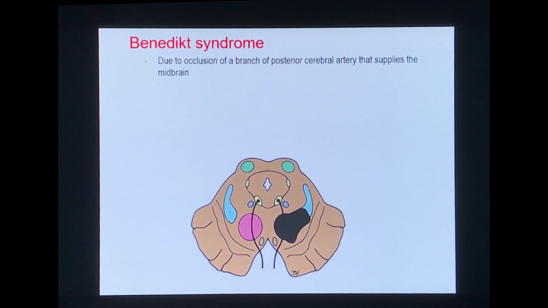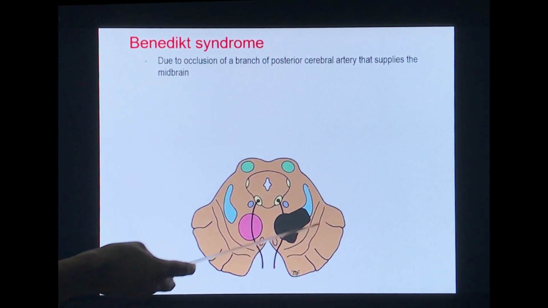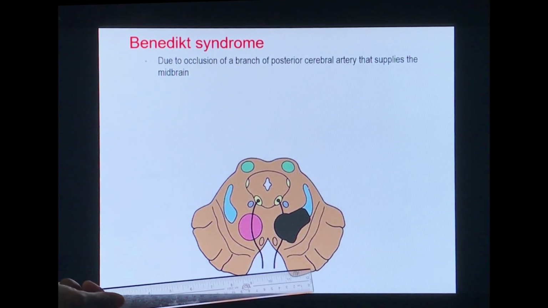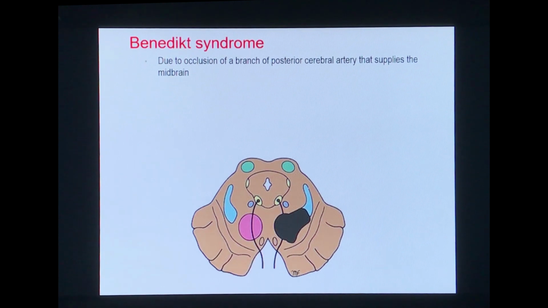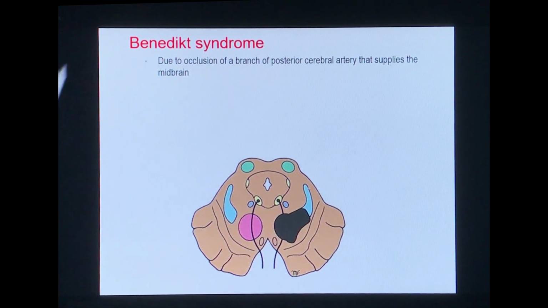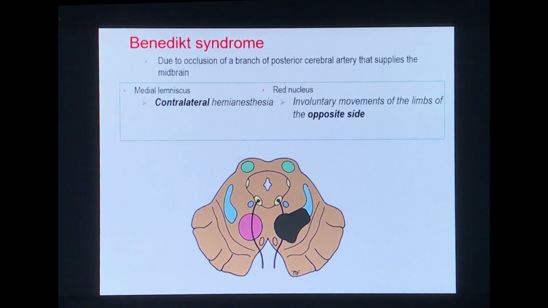Again, this is due to the occlusion of a branch of the posterior cerebral artery that supplies the midbrain. Mainly the branch which is supplying the tegmentum part of the midbrain might be affected. It depends on which branch is affected. Sometimes the whole posterior cerebral artery is affected, so it will affect the whole midbrain. If there is occlusion of the branch which is supplying the tegmentum part, that neurological deficit will be called Benedict syndrome.